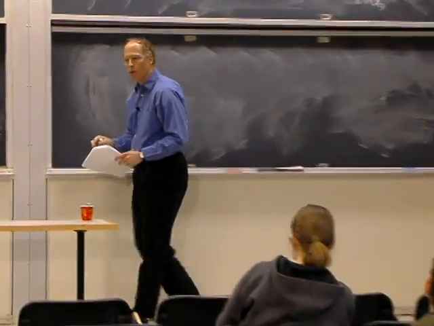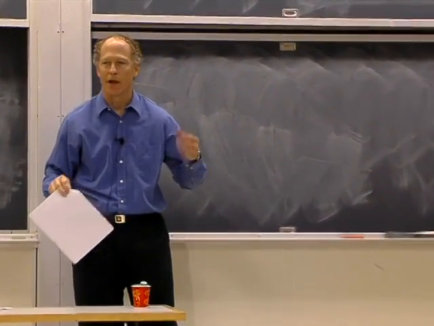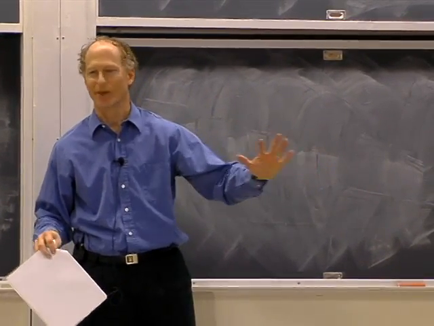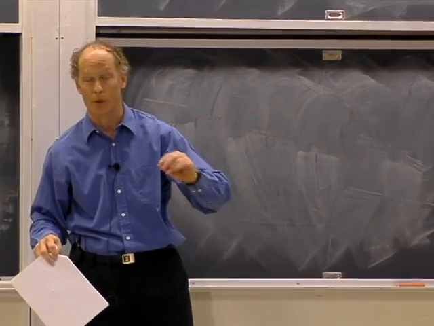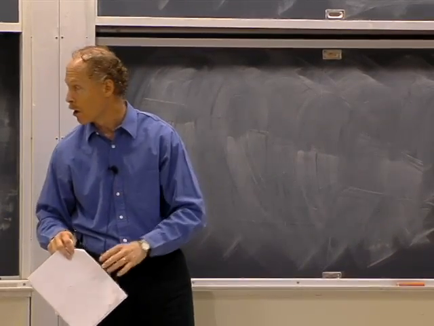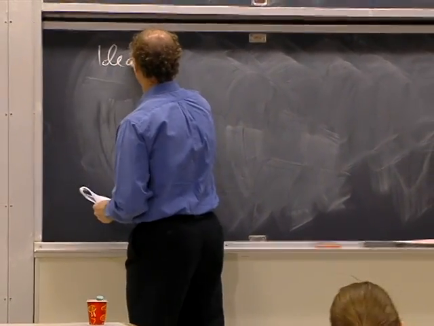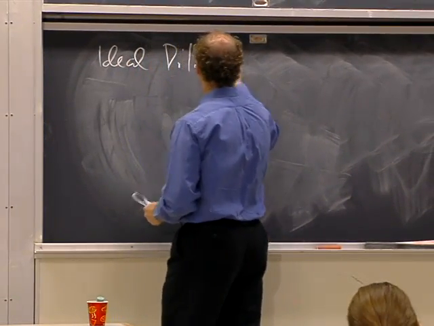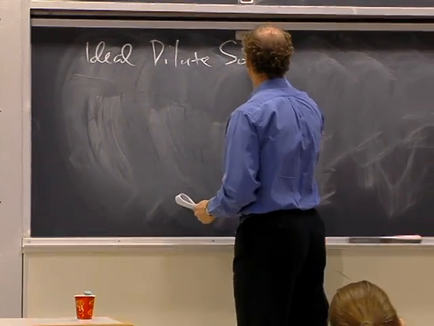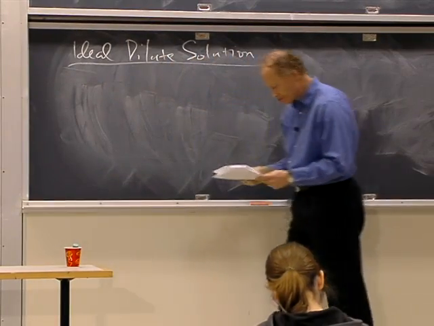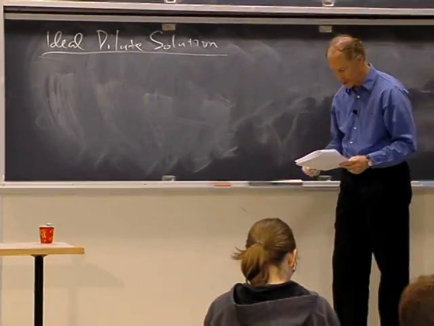All right. That limit is something that has a name. It's called the ideal dilute solution. Not to be confused with the ideal solution, where both constituents follow Raoult's law, as we've seen before. So, ideal dilute solution. We're going to just look at these limits.